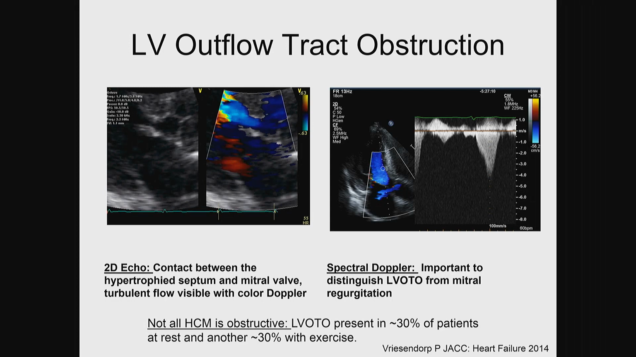A gradient should be measured at rest, with Valsalva, and with exercise, because a considerable number of patients with HCM will not have obstruction at rest, but will have it under provoked circumstances. Nevertheless, not all patients with hypertrophic cardiomyopathy have obstruction. Approximately 1/3 to 1/2 of patients have non-obstructive HCM.